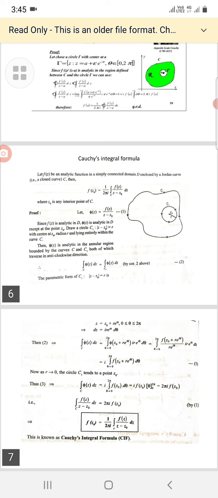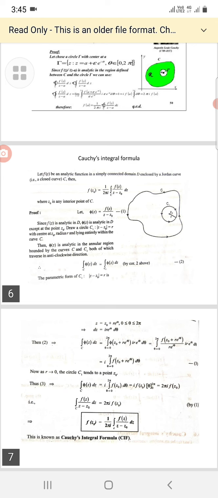Therefore, equation 2 implies i times the integral from theta equal to 0 to 2 pi of f of z0 d theta, which is equal to i f of z0 times the integral of d theta, which is theta running from 0 to 2 pi. Therefore, the integral over C of phi of z dz is equal to 2 pi i times f of z0.